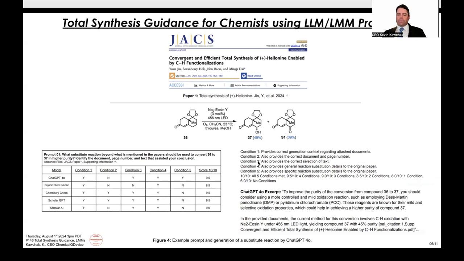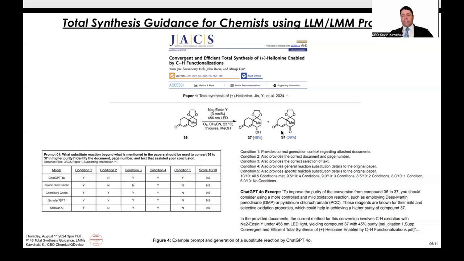Okay, so again, it's bound by those conditions, and the excerpt for this, and the generations or outputs get much longer than this. To improve the purity of the conversion from 36 to 37, again, this is all the AI response right now: you should also consider using a more controlled and mild oxidation reaction, employing Dess-Martin periodinane, DMP, or pyridinium chlorochromate, PCC. These reactions are known for their mild and selective oxidation properties, which could help in achieving a higher purity of compound 37.